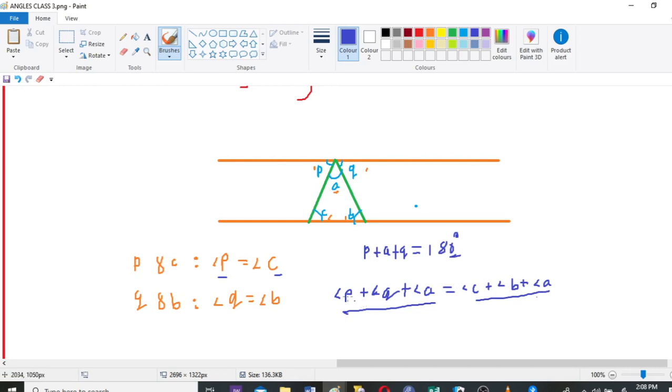Now we realize that angles P, Q, and A are angles lying on a straight line, and their summation is equal to 180. Now angle C, angle B, and A are interior angles of a triangle, and their summation should also give us 180. Okay, so this is how we show that the interior angles of a triangle add up to 180. That's why, whichever angle you want inside the triangle, you need to subtract whatever you have from 180.